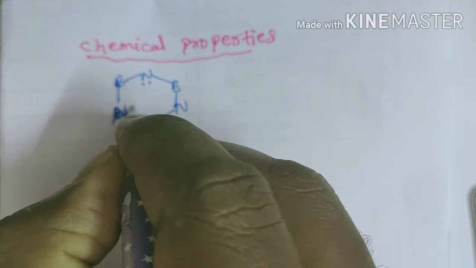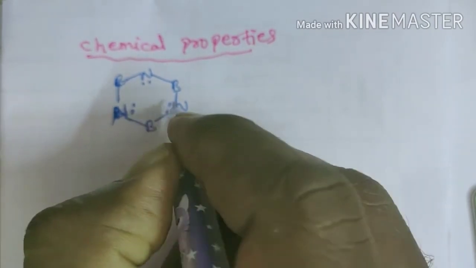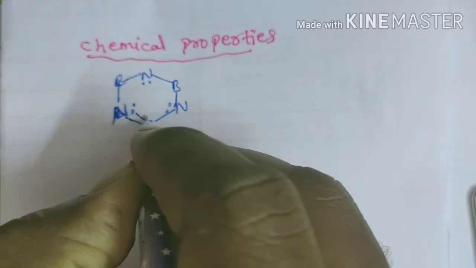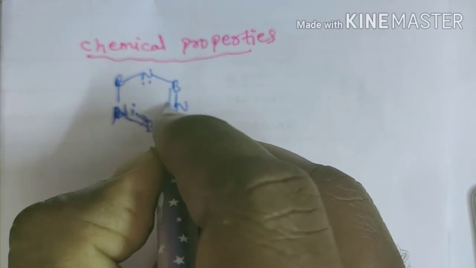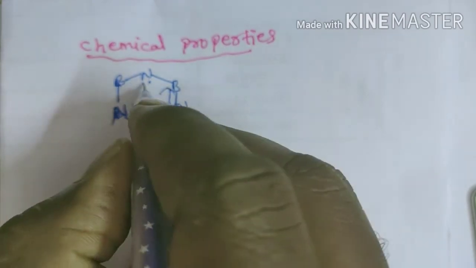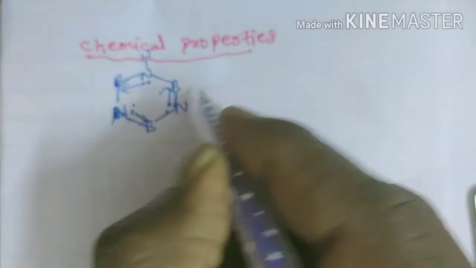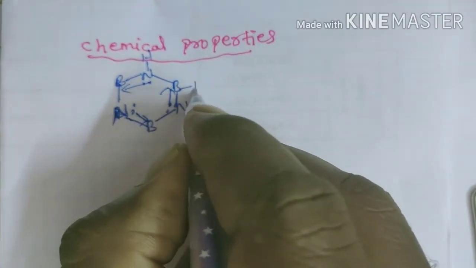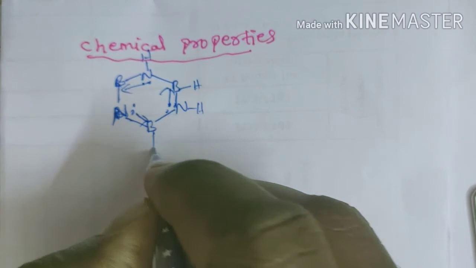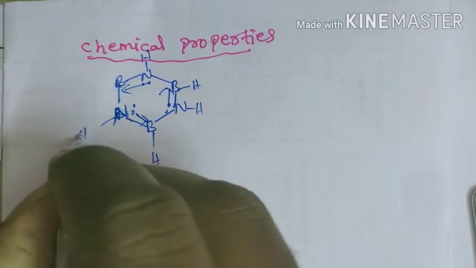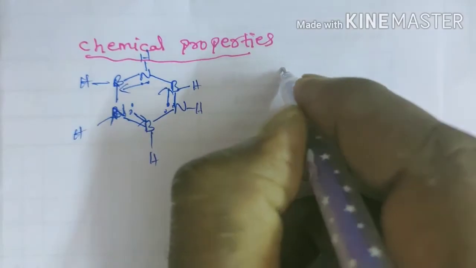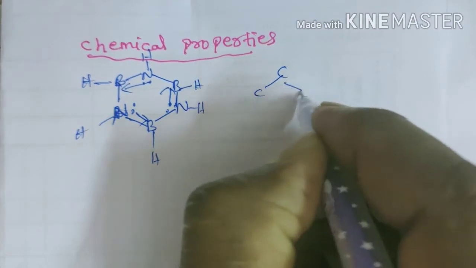Here on nitrogen, a lone electron pair is there. This lone electron pair is donated to the boron atom. So in between the boron and nitrogen atoms, a coordinate covalent bond is formed. That means a double bond character is there between boron and nitrogen.